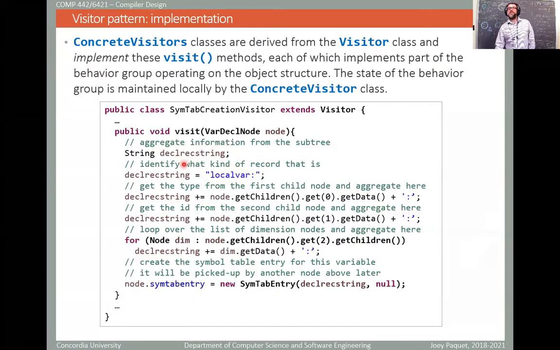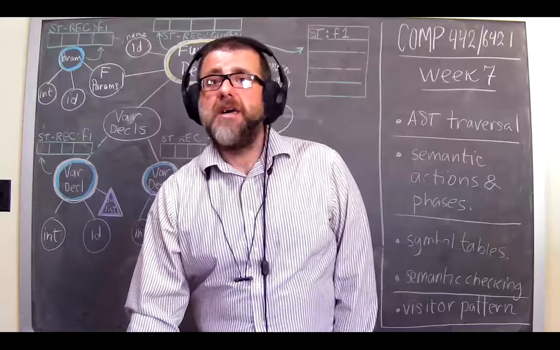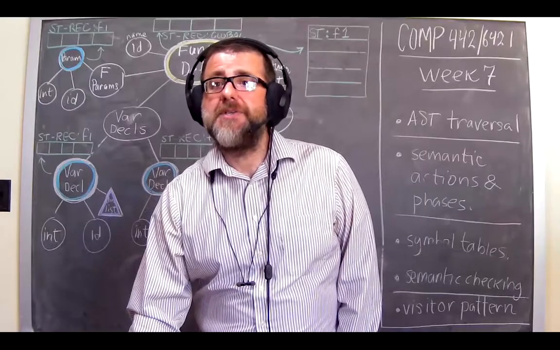Okay, so what does it do? For example, here, the variable declaration node visitor for the symbol table creation visitor. So essentially here, one of the decisions I made in this code, by the way, this code is in the, well, let me show you. This code is here.